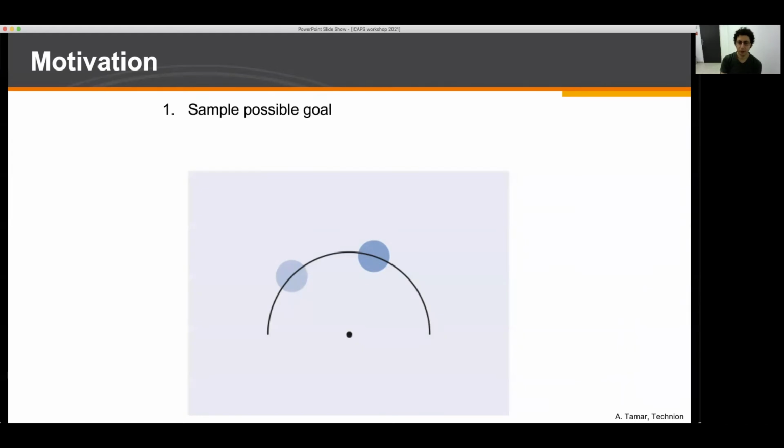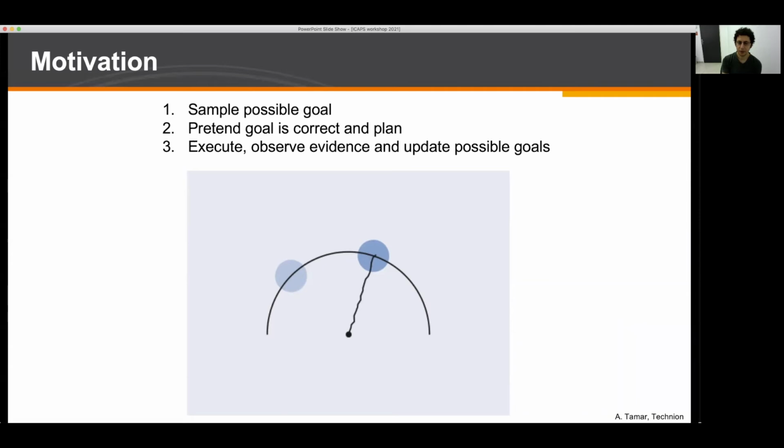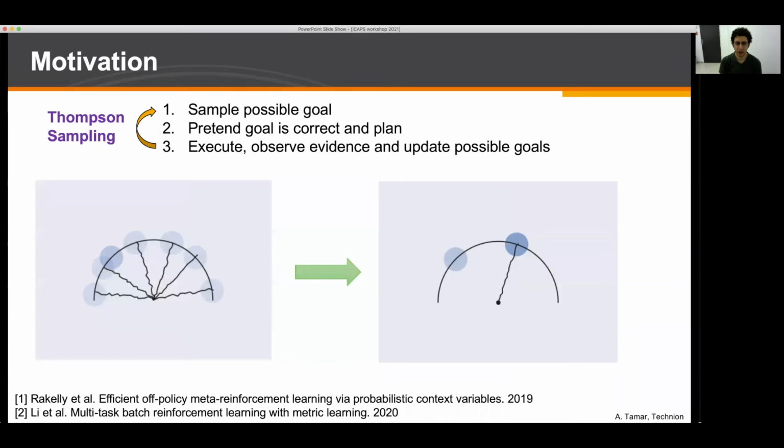And then you just sample a possible goal, see if the goal is there or not. If it is, you're done. You go there again. If not, just choose another point that you haven't visited before. This is called Thompson sampling, and it's quite easy to learn from the data that we have, which consists of agents that navigate to particular goals. And this is what has been done before.